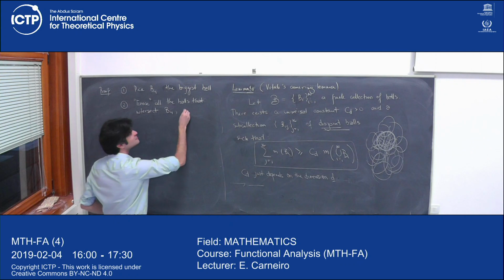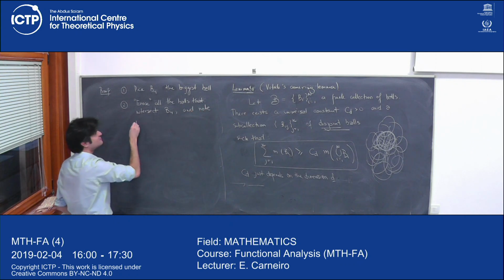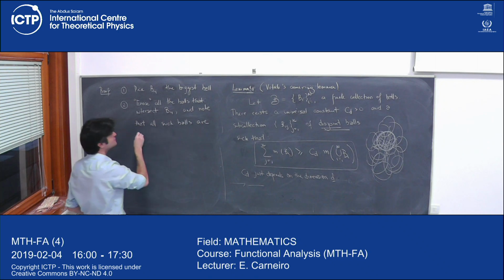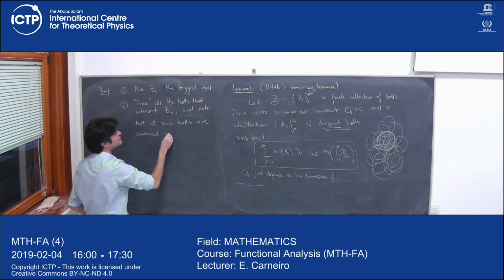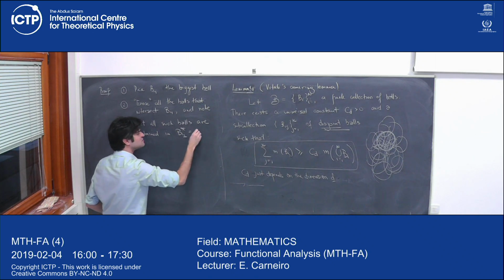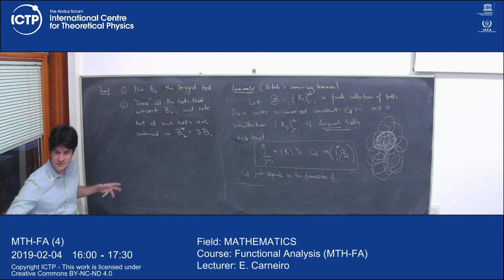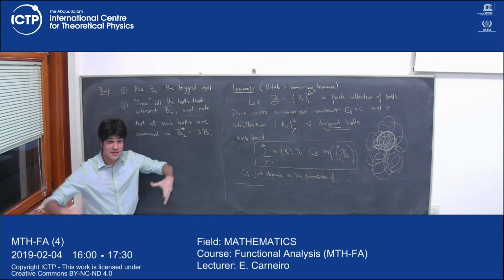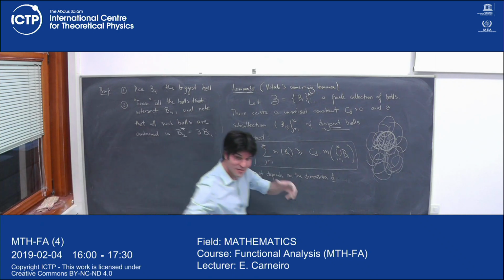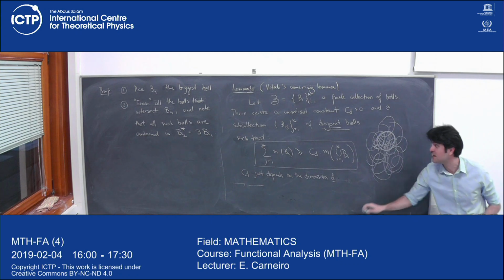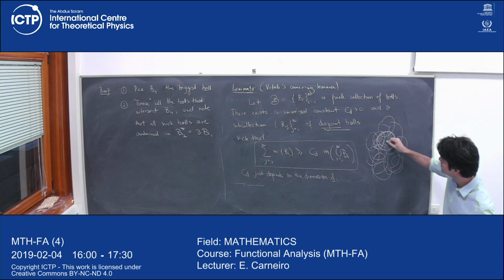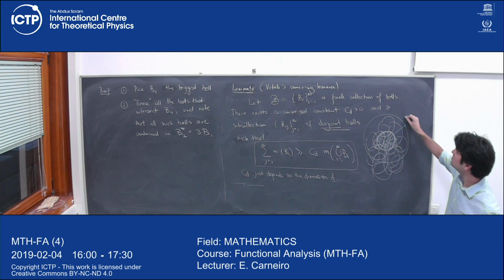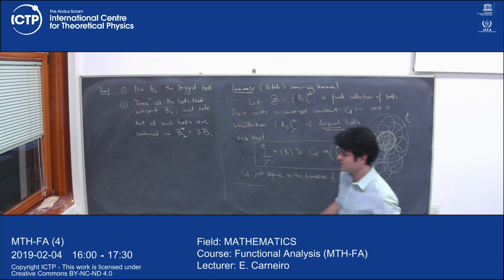And note that all such balls are contained in B_{i_1} star, which is 3 times B_{i_1}. I'm defining here a ball star, which is the ball with the same center and 3 times the radius. What I'm trying to say is that all the balls that you see here that intersect the purple ball are totally contained in the ball B_{i_1} star.